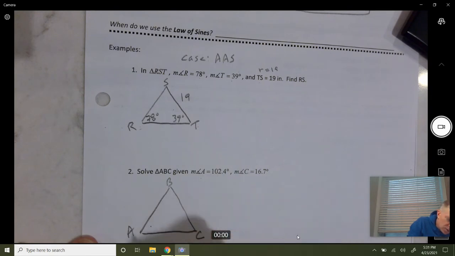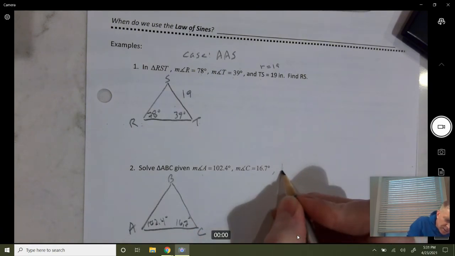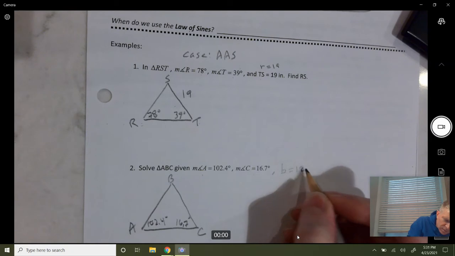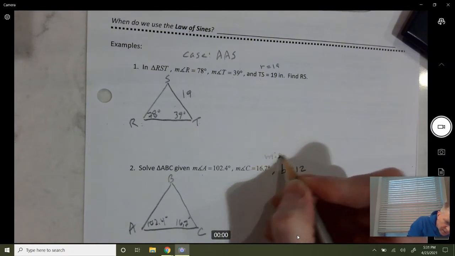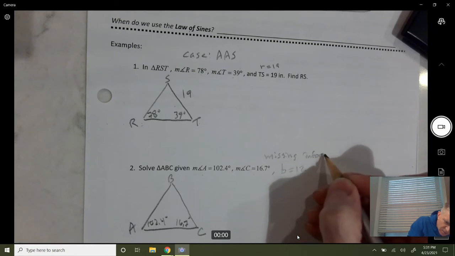Given angle A is 102.4. Angle C is 16.7. There's some missing information, so I'm going to make an executive decision and say we're also given side little b is equal to 12. Okay, I'm going to highlight this. Missing information, typo.